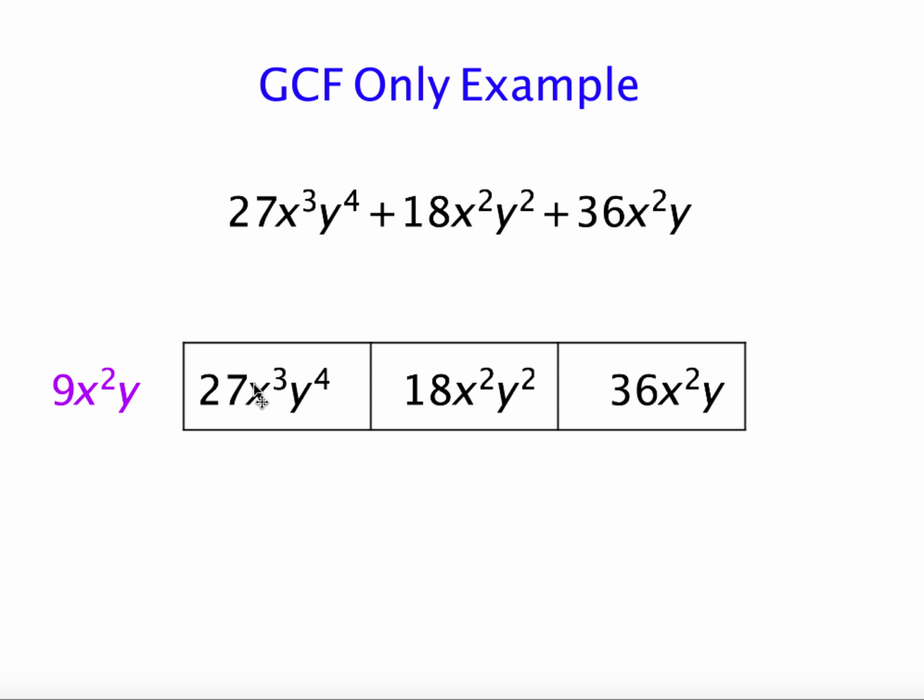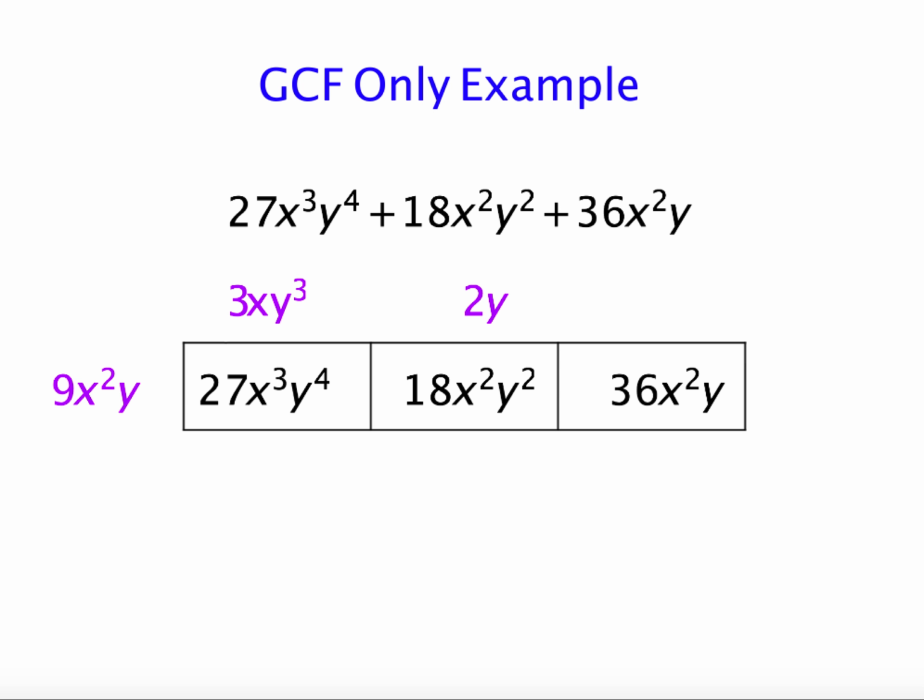So we know the GCF of these three terms is 9x squared y, because 9 is the GCF of the coefficients, x squared is the GCF of the x factors, y is the GCF of the y factors. And then I'm going to work backwards. What times 9x squared y is 27x to the third y to the fourth? Or you could think of that as division, and that is just 3x y cubed. Same thing here, 18x squared y squared divided by 9x squared y, or alternatively think of that as 9x squared y times what equals 18x squared y squared, which is 2y.